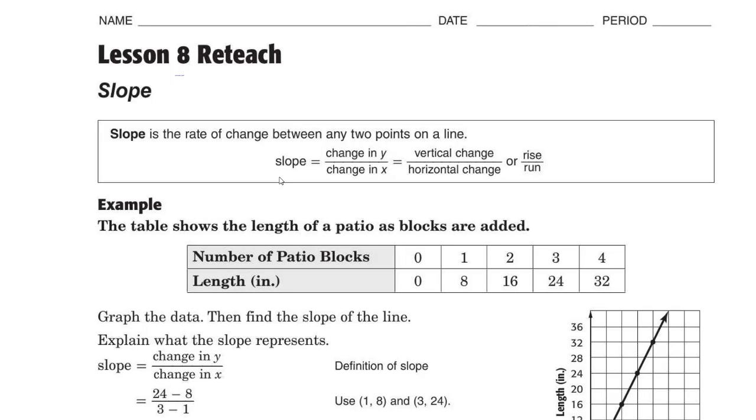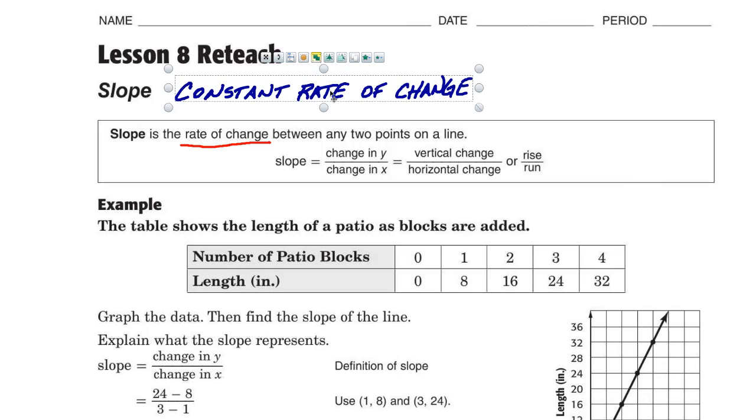Okay, today we are going to talk about slope. And slope goes right along with everything we've been studying this chapter. It goes along with the idea of rate of change. In fact, you can see right here, they say slope is the rate of change. And I want you to write this down. I want you to write constant rate of change and draw an arrow to the word slope right there, because that's exactly what slope is. It's a constant rate of change. So pause for just a minute, write that down.